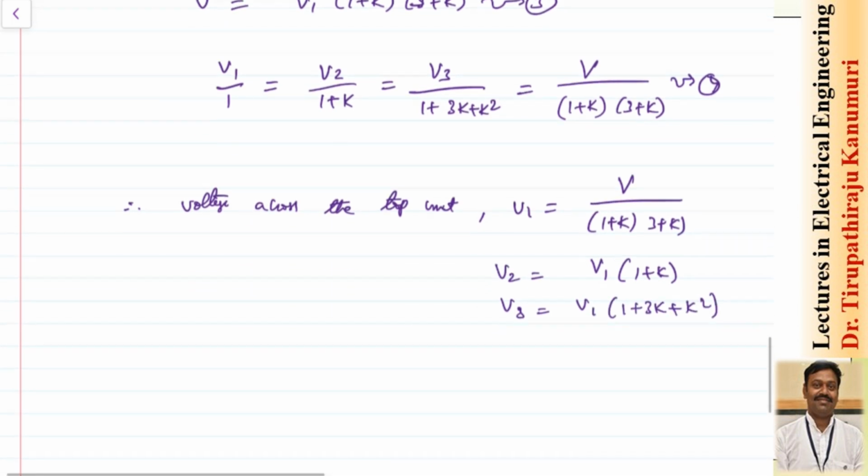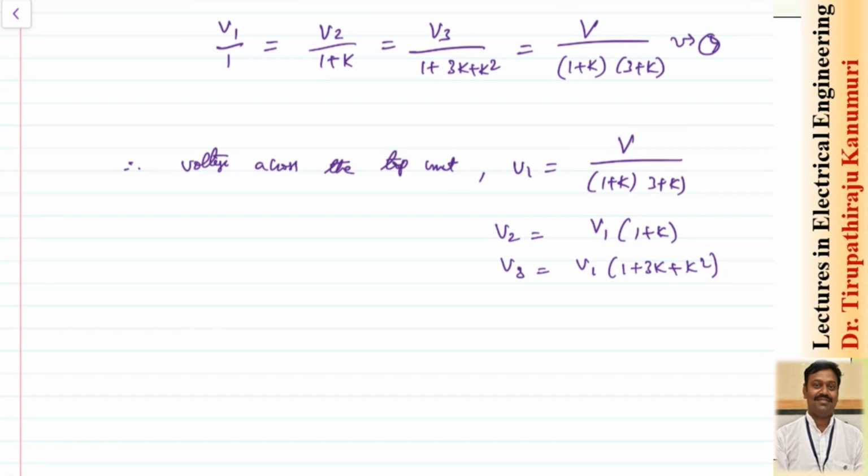So you can see here, as you are going downwards towards the conductor, the term K is added to 1, and 3K plus K square is added. As you are moving towards the conductor, the voltage across your insulators is increasing.